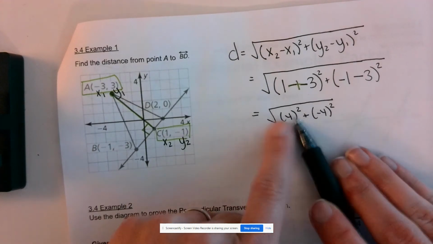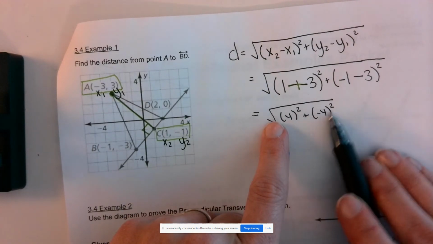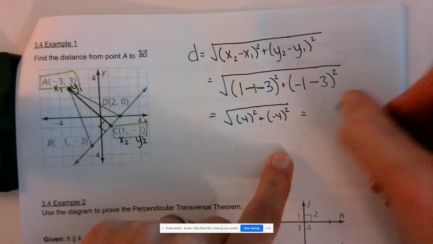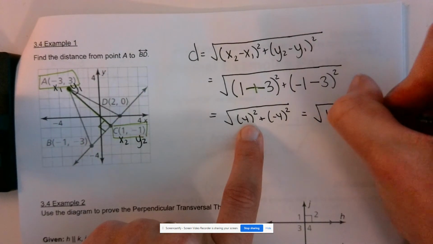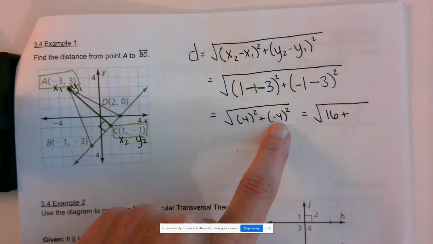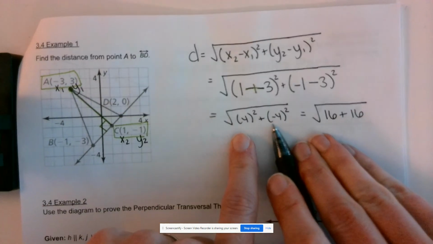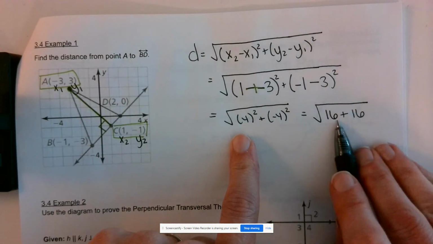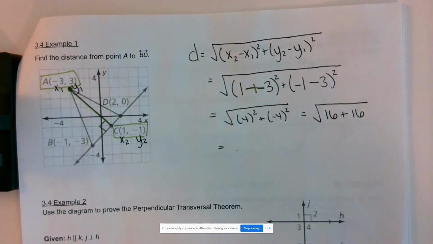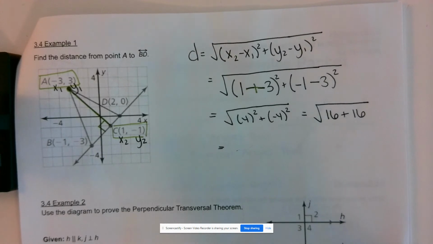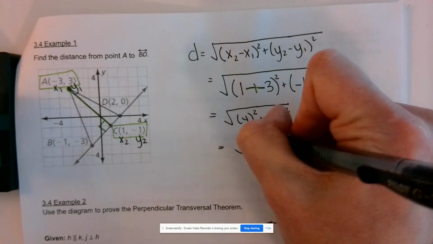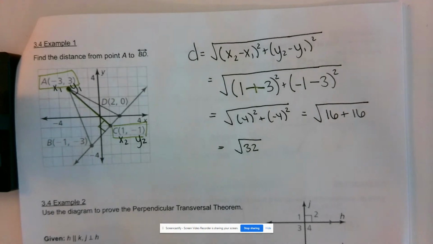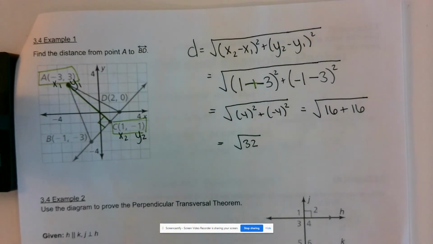I am now ready to square 4 and negative 4. 4 squared is 16. Negative 4 squared is also 16. Make sure if you're using a calculator that you put negative 4 in parentheses. Now I'm ready to add. So remember, do not take the square root yet until you add what's underneath. So 16 plus 16 is 32. Now we're ready to take the square root of 32.